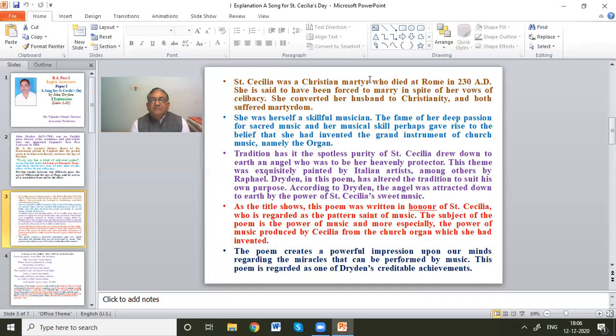It is said that she was a spotless personality, and because of her spotless purity, one angel came on the earth, who was to be her heavenly protector. This theme was at that time well known, and it was painted by Italian artist Raphael. Dryden in this poem has used this concept, but as a poet he has imagined something different. You will come to know about that.